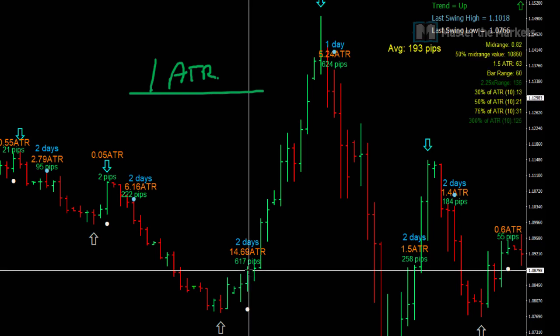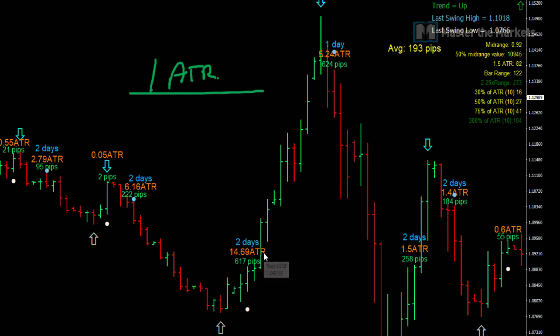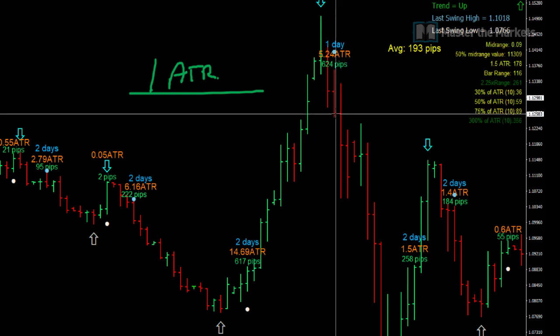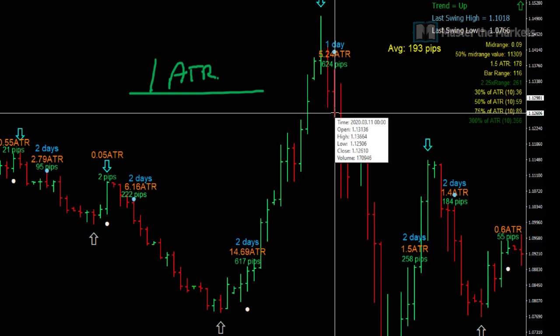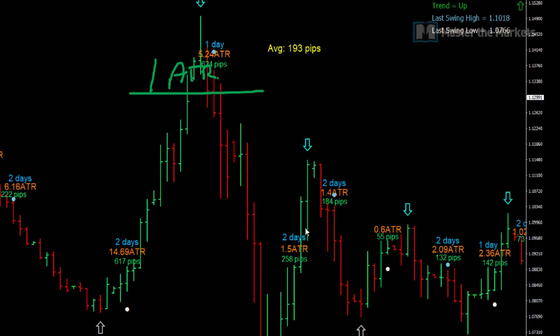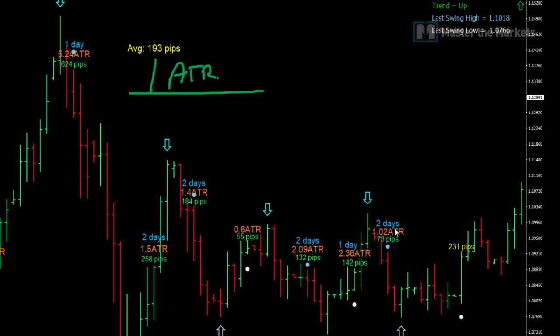Now, from the point of entry here, I'm taking one ATR. So for this bar, let's say 42 pips, right? Now you see it only reaches 42 pips within 2 days. That's what I've written over here, and I've done the same throughout. For example, this bar's 1 ATR is 119 pips. It's done it all within 1 day. That's what I've written. Over here, it's done it within 2 days, 2 days, 2 days, 1 day, 2 days.